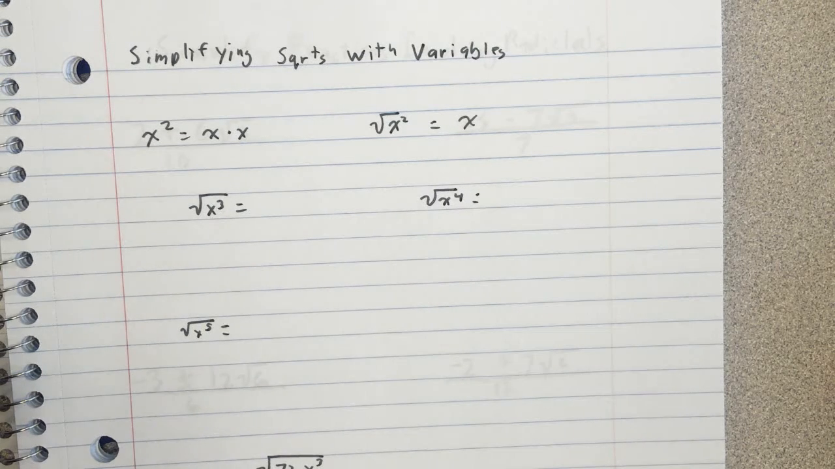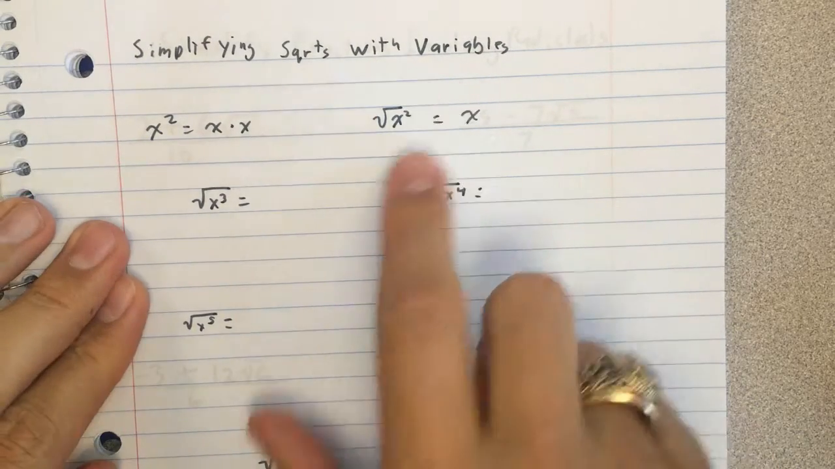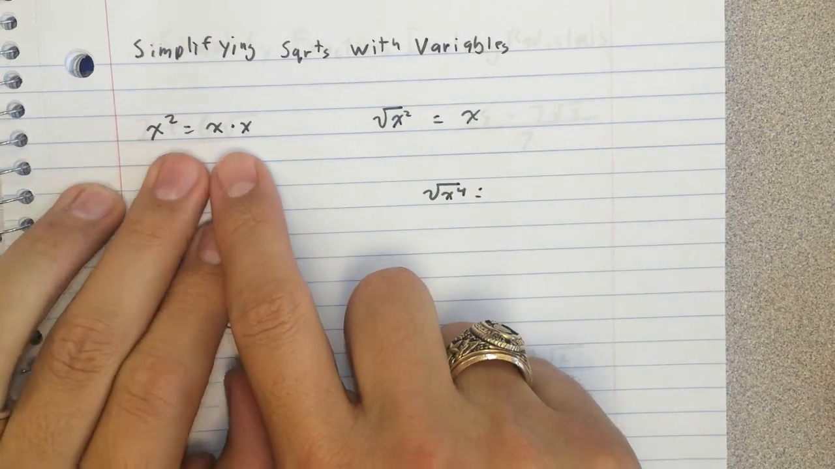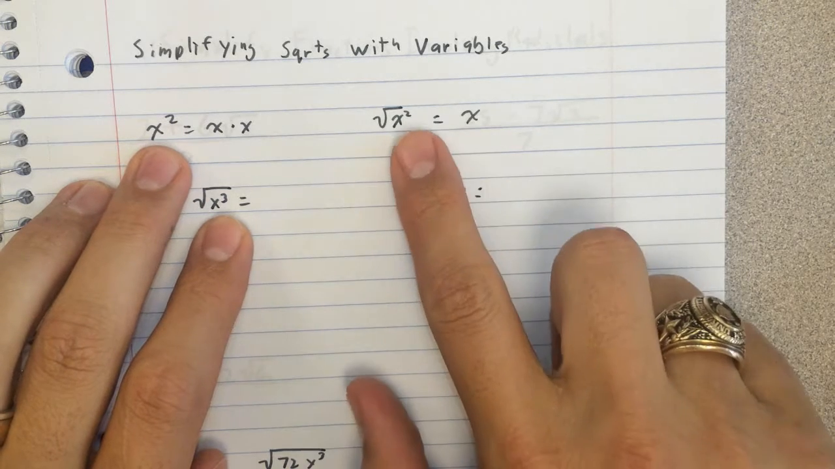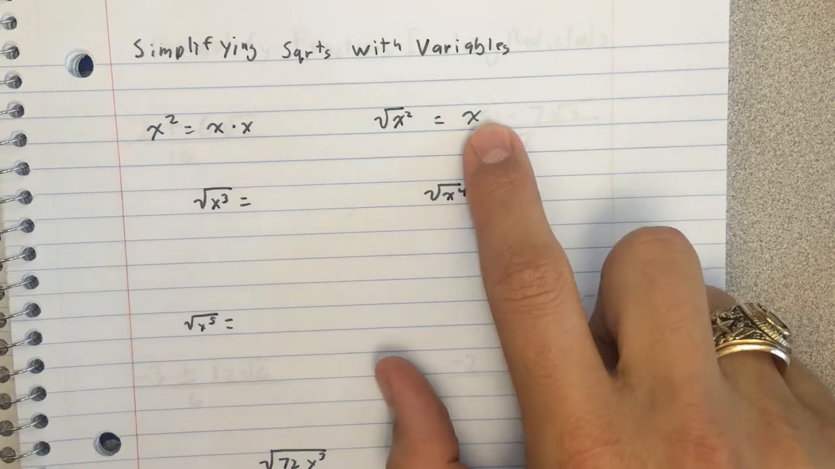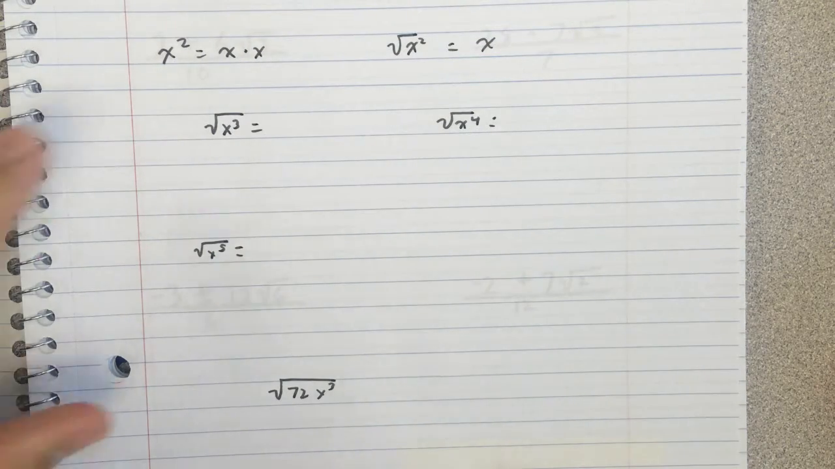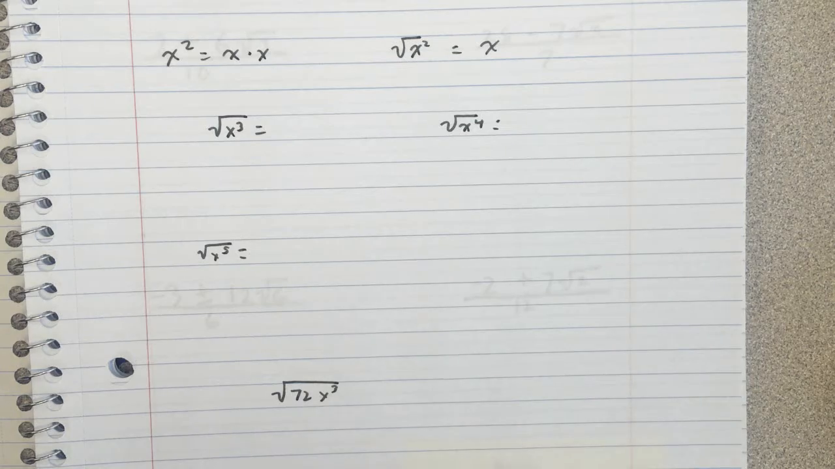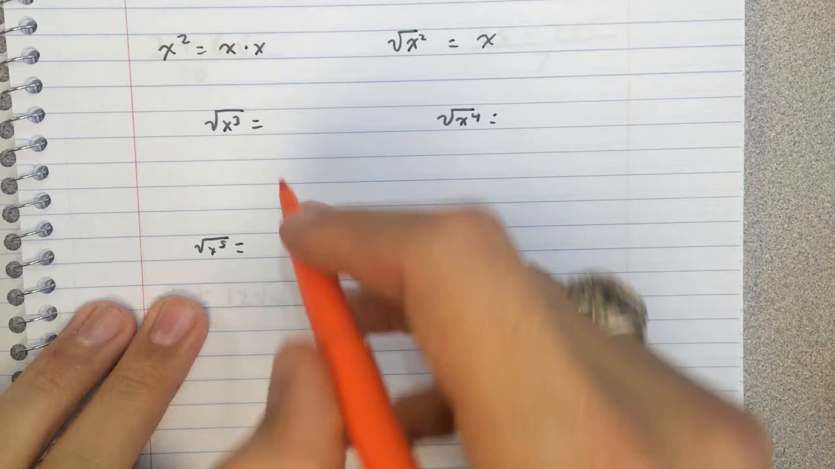I want to make a very quick video explanation of simplifying with variables. I want to show us the basis of what we're going to do. x squared, x times x, the square root of that is going to be x. So if I have something like x to the third, the square root of x to the third, I'm just going to take this x squared out.